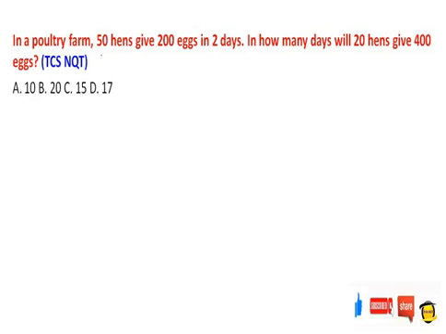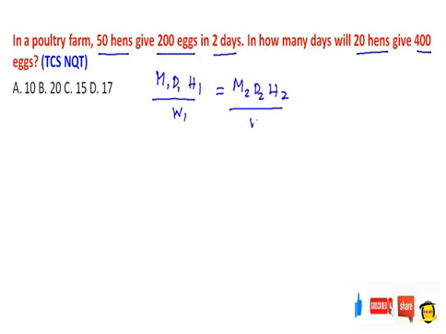In a poultry farm, 50 hens give 200 eggs in 2 days. In how many days will 20 hens give 400 eggs? So from the question it is very clear that we can make use of the chain rule, right? So what is the chain rule? M1 D1 H1 divided by W1 is equivalent to M2 D2 H2 divided by W2.